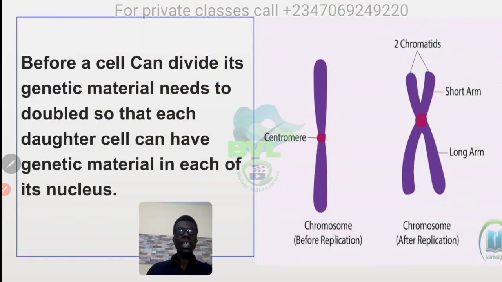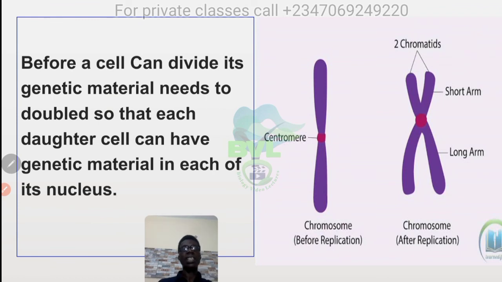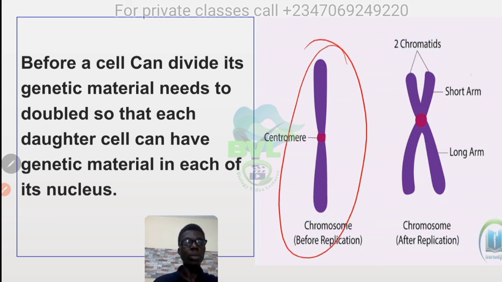All right, here it says, before a cell can divide, its genetic material needs to double so that each daughter cell has genetic material in its nucleus. So it's telling you why we have just one single chromosome, then how it's doubled to look like this.